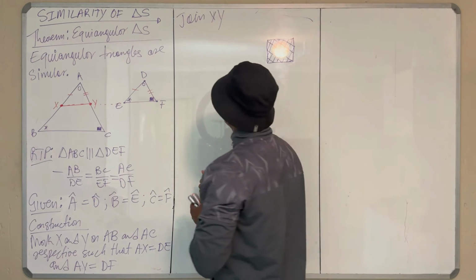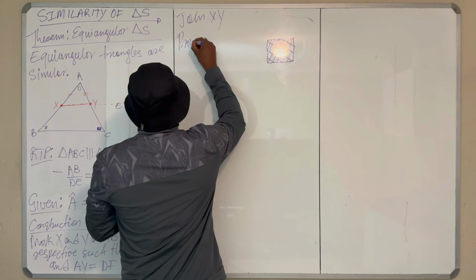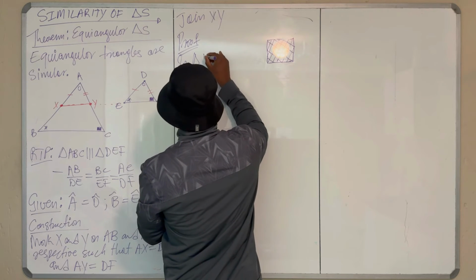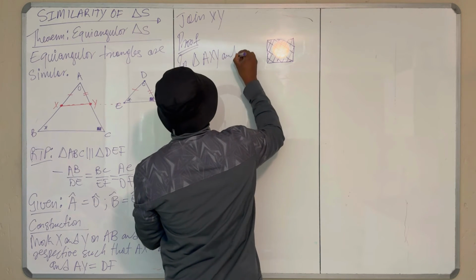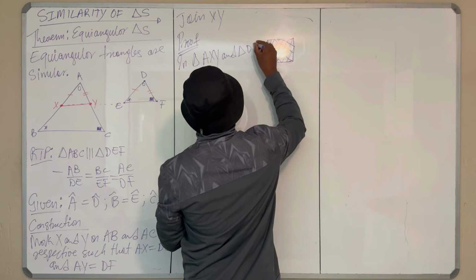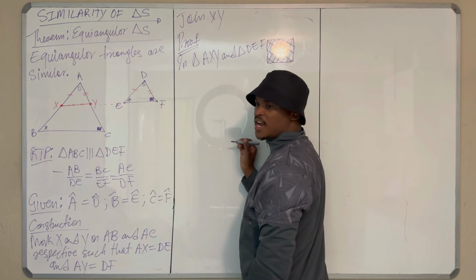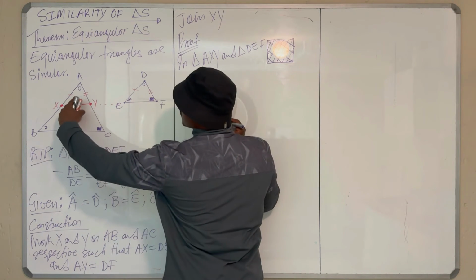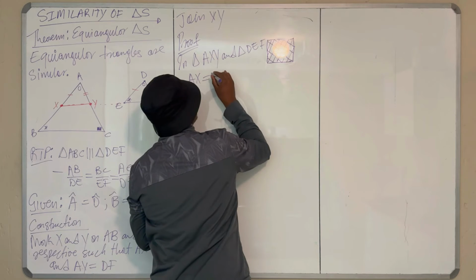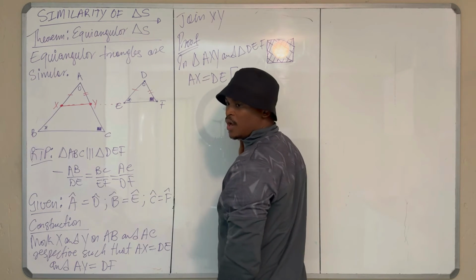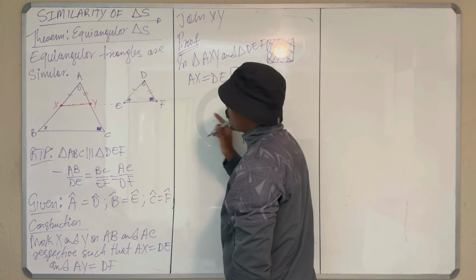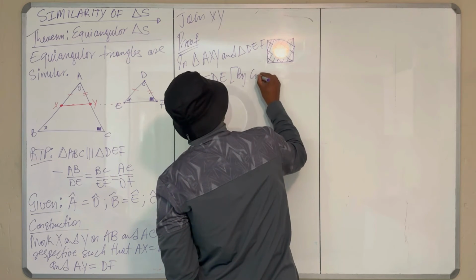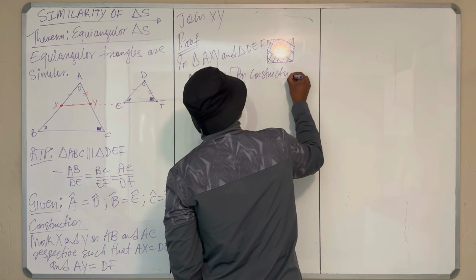So we're going to start with our proof now. Our proof. Are you happy? Yes. So I'm going to say in triangle AXY and triangle DEF, do you see the two triangles? Yes. I'm going to say our AX is equal to DE. How are these equal? Because of our construction. We've constructed our AX so that it is equal to that. By construction.